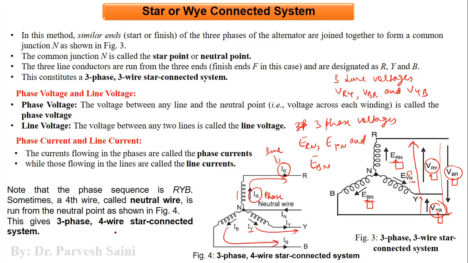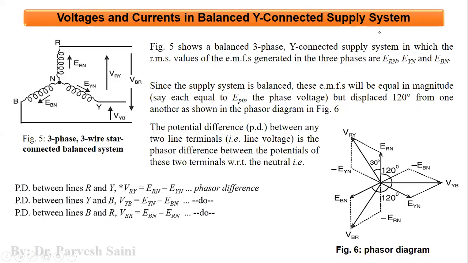So here we have three phase or line currents. These are IR, IY, and IB. Now RYB is the notation taken from here: red, yellow, and blue. Now let us come to the voltages and currents that are associated with the delta star connection, Y connection basically.